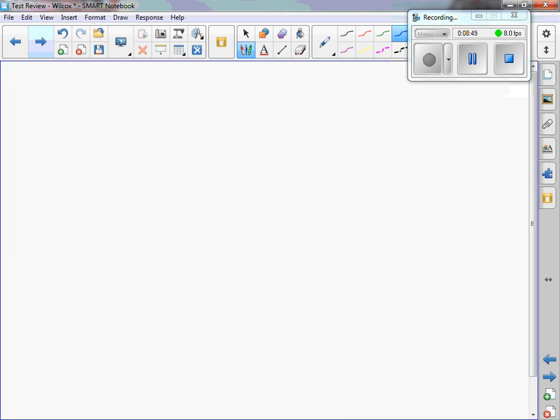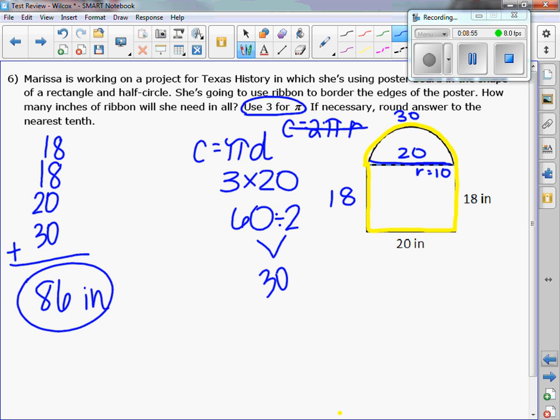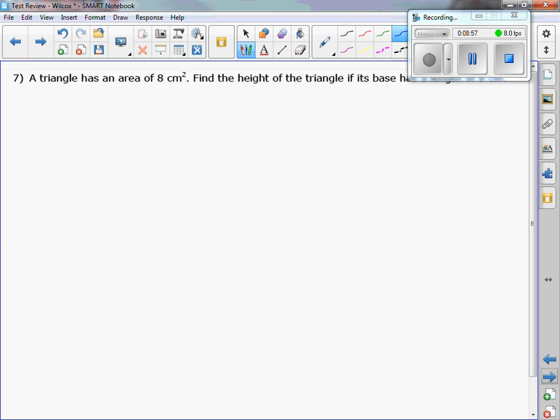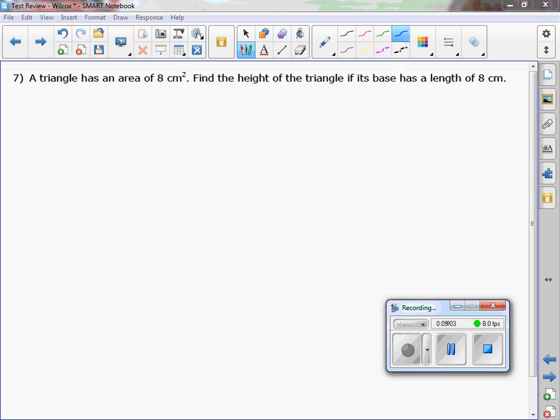Number 7, you guys had a question like this on your pop quiz. A triangle has an area of 8 centimeters squared. Find the height if the triangle has a base length of 8.